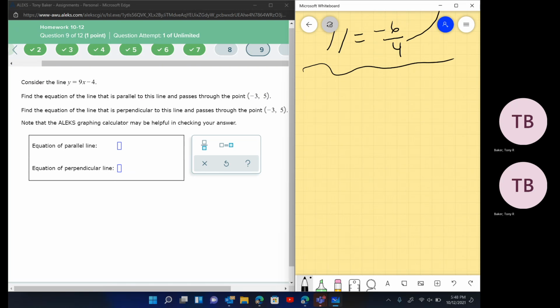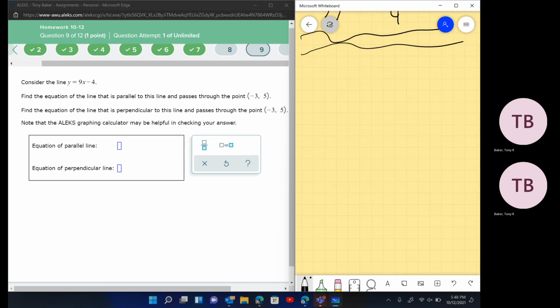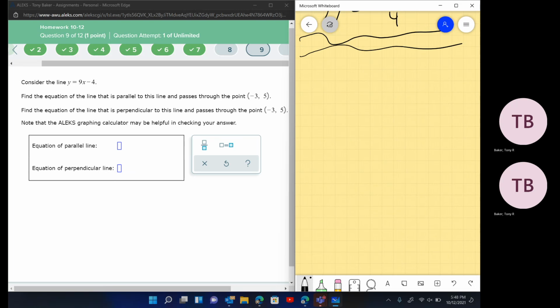This is one of those topics that if you look at how Alex wants you to do this, you're going to freak out because there's a ton of work. Okay, I'm going to give you a really easy way to do this. This is another reason why I showed you the point slope equation.